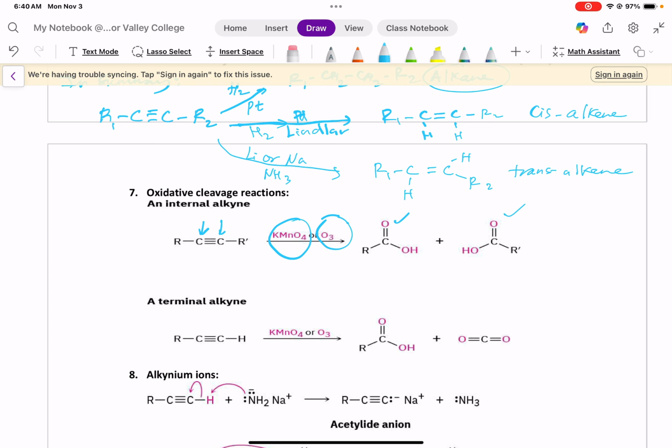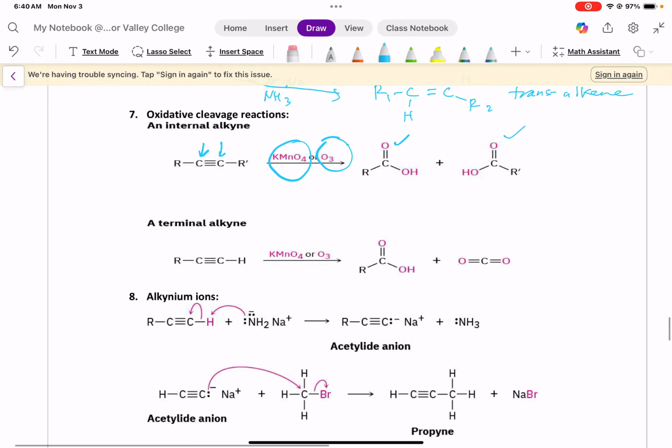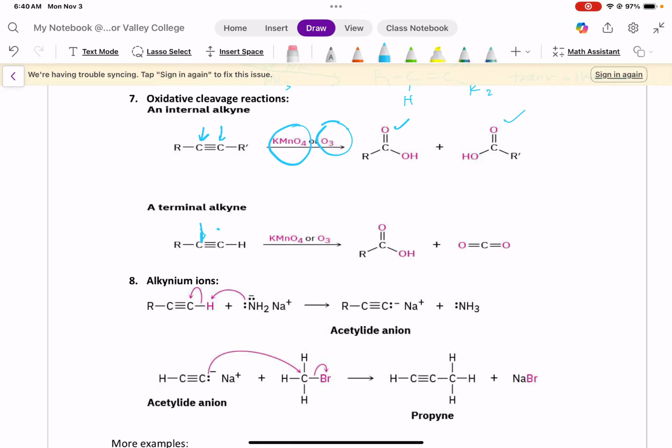Regardless of what you use, KMnO4 or O3. When you have an alkene double bond, if you use ozone, they become either aldehyde or ketone to cut the double bond. If you use KMnO4, then you got both carboxylic acids. But here it doesn't matter, ozone or KMnO4, they both turn into carboxylic acid. If you do terminal, obviously, you got a carbon outside. There's only 1 carbon, so it becomes CO2. That's CO2. That's the highest oxidation state, right?